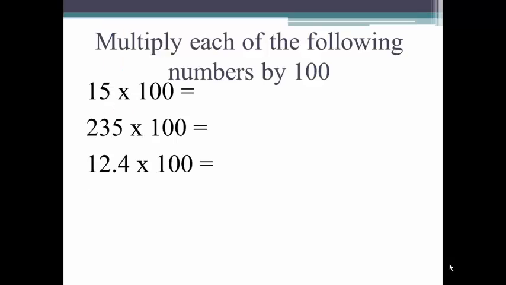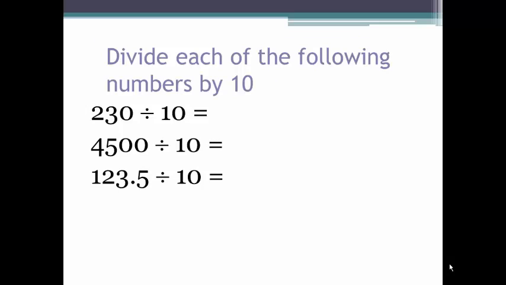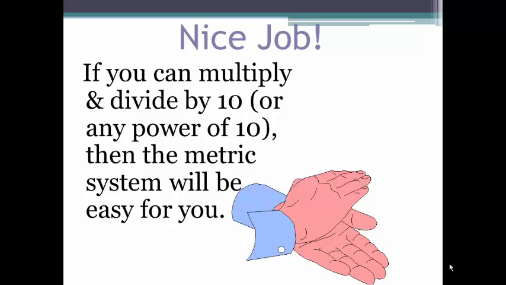In your head, multiply each of the following numbers by 100. These are the answers you should have come up with. You will notice that multiplying by 100 is the same as moving the decimal 2 places to the right. Now divide each of the following numbers by 10. Pause me if you need to. All right, the answers are there to the right. If you will notice, dividing by 10 is the same as moving the decimal 1 place to the left. If you can multiply and divide by 10, or any power of 10, then the metric system will be easy for you.